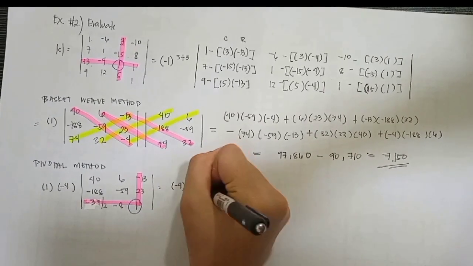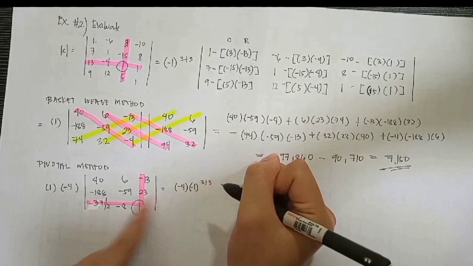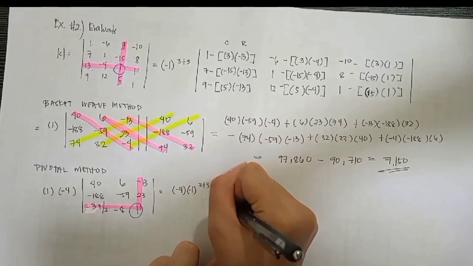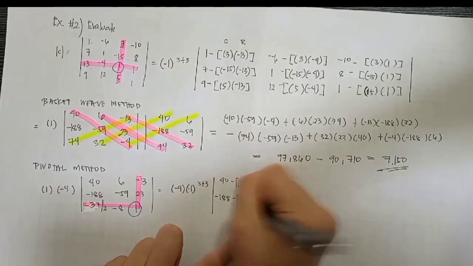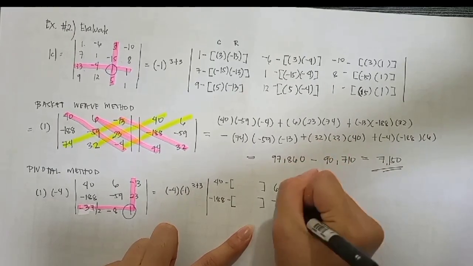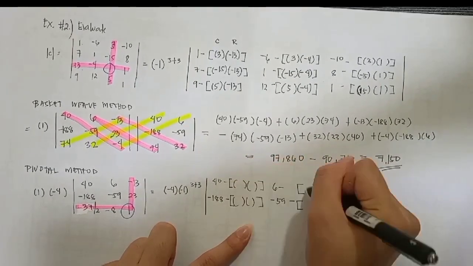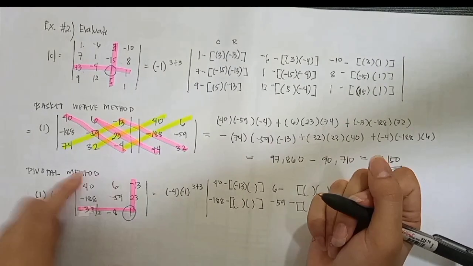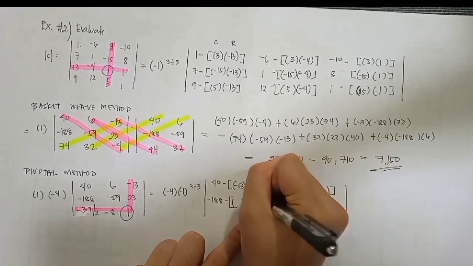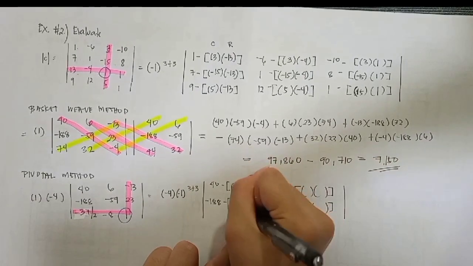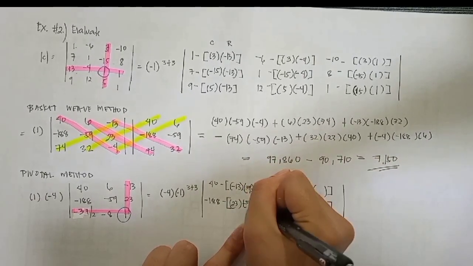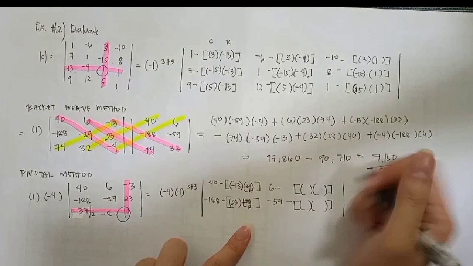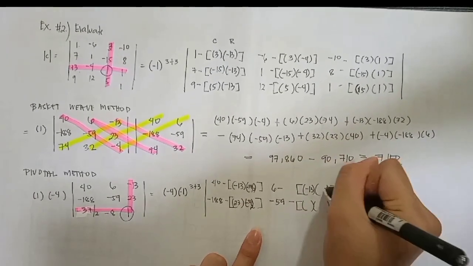Let's write -4 multiplied by -1 raised to 3 plus 3. Copy the remaining elements: 40, -188, 6, and -59. 40 minus the product of -13 multiplied by 37/2. -188 subtracted by the product of 23 and -37/2. The other elements will follow the same steps.